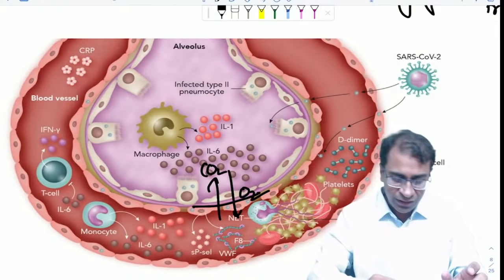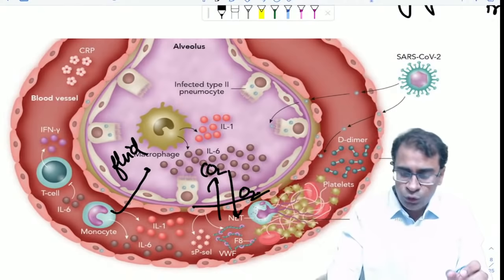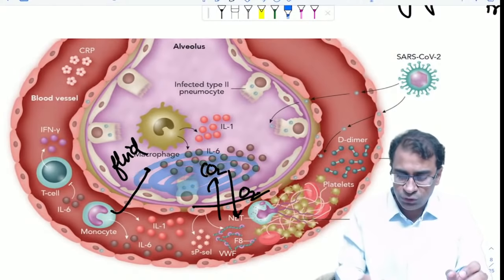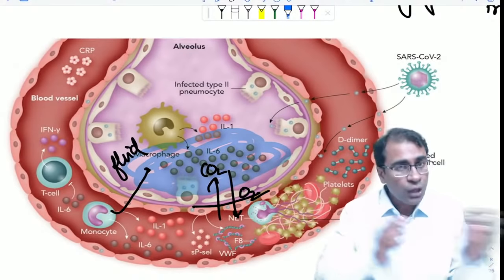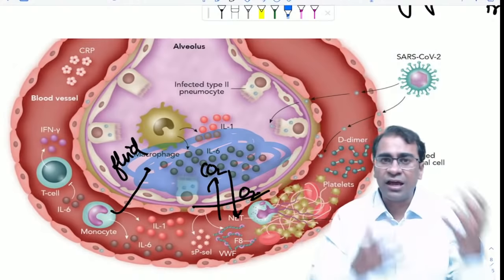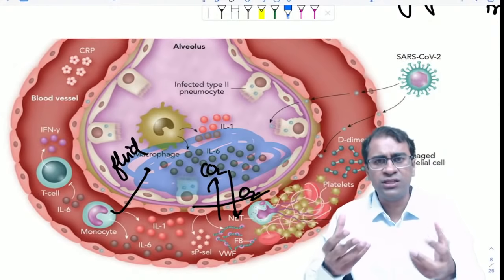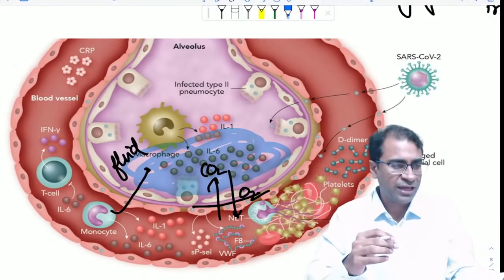Not to forget, the fluid can also enter this alveoli. That will cause a huge amount of edema in this whole area. And it will cause pulmonary edema, which can be seen on the x-ray or can be seen on the CT scan as a ground glass appearance. That is the basic pathophysiology of ARDS, acute respiratory distress syndrome.